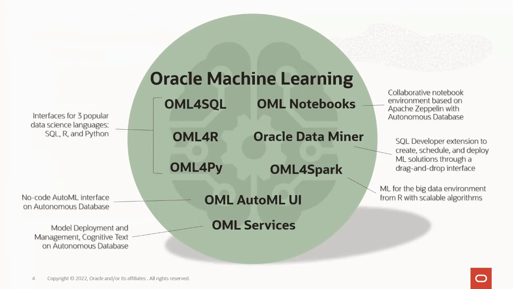Oracle Machine Learning for Spark also provides an R interface for machine learning in the big data environment with scalable parallelized algorithms. The Oracle Machine Learning AutoML UI is a code-free interface that automates model building, selection, and deployment. Finally, Oracle Machine Learning Services is a REST interface for model deployment and management, along with cognitive text analytics.